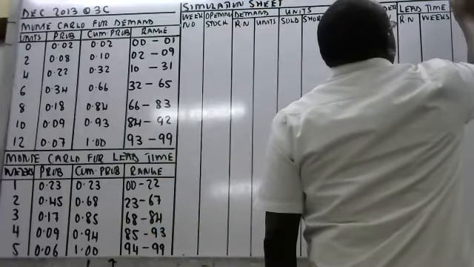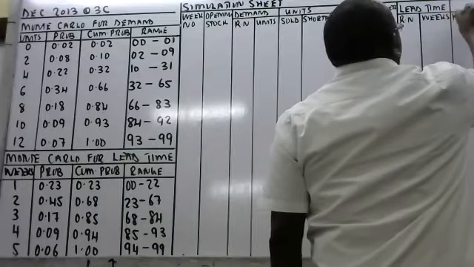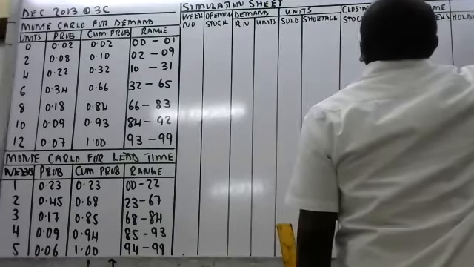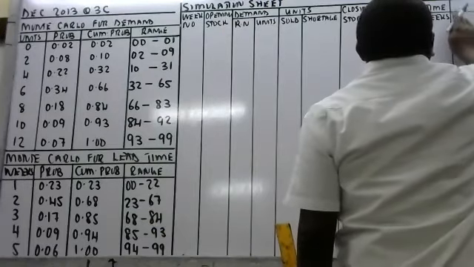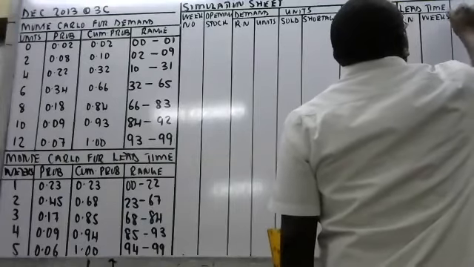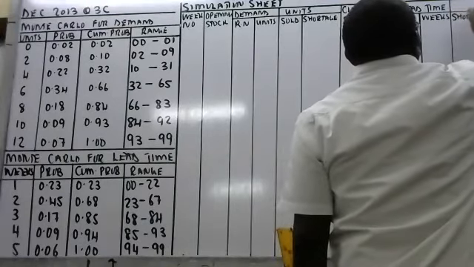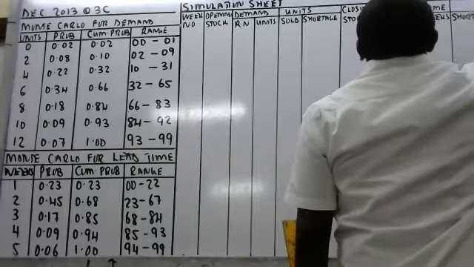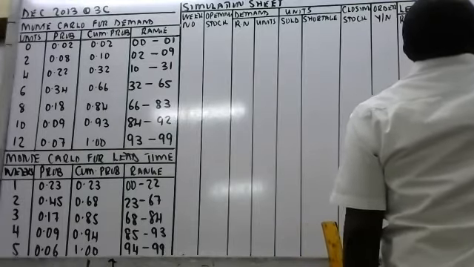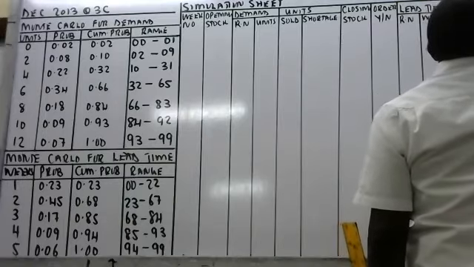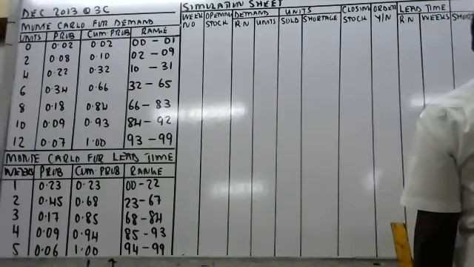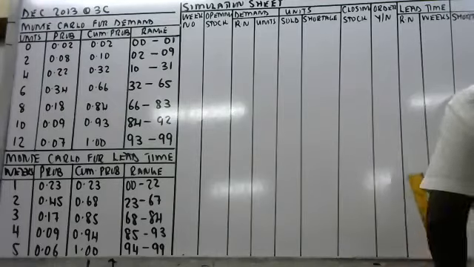Then costs. I can start with shortage, there will be 4 columns. We'll have shortage, then holding, then ordering, and then total.